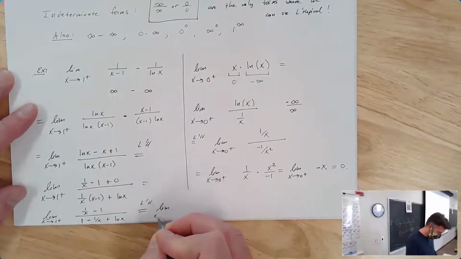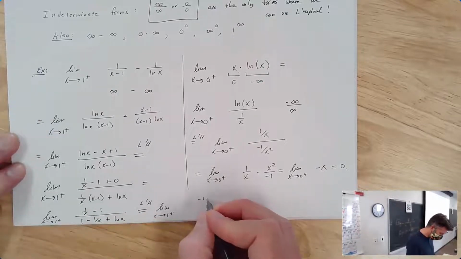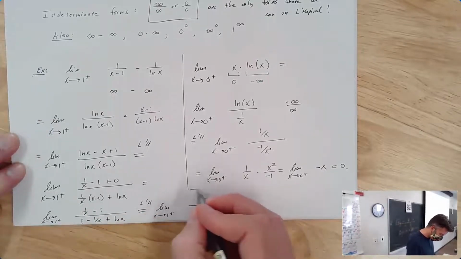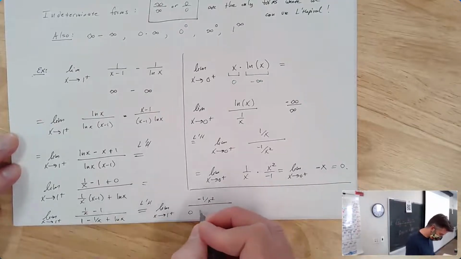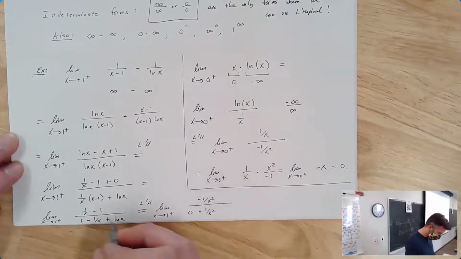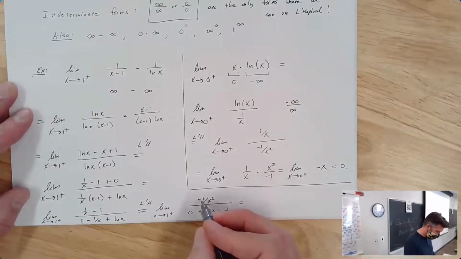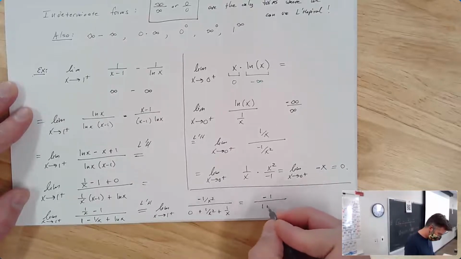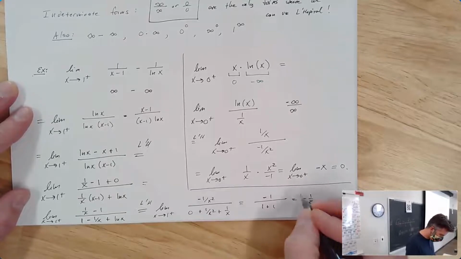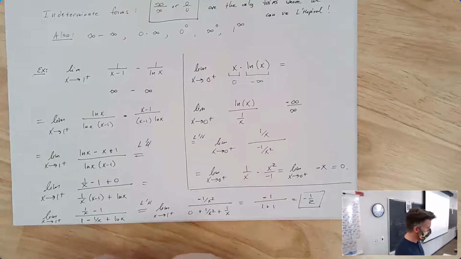So I'm going to take the limit as x goes to 1 from the right. The derivative of 1 over x is negative 1 over x squared. The derivative of 1 is 0. The derivative of negative 1 over x is positive 1 over x squared. And the derivative of the natural log of x is 1 over x. And now we can plug in 1 and get negative 1 over 1 plus 1, which is negative 1/2. So here, infinity minus infinity is negative 1/2.